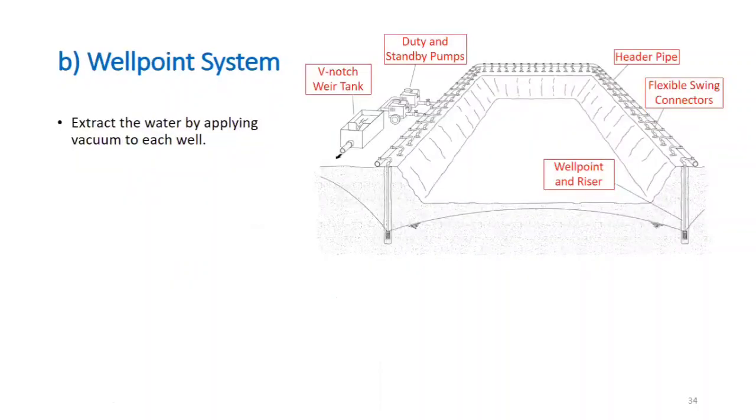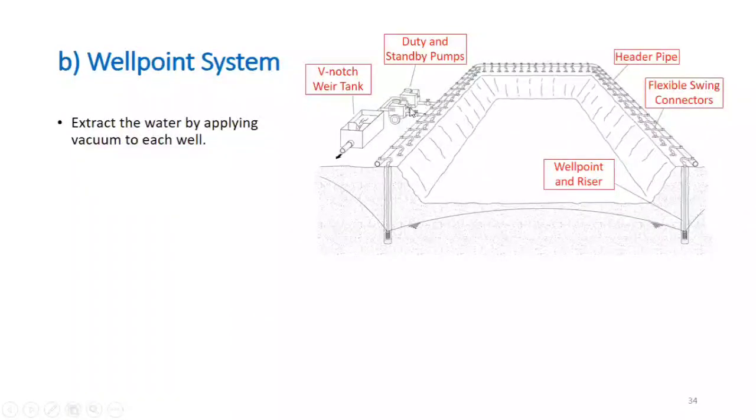Another one is called the well point system. It's similar to what we just discussed before. The only difference is that in this case, instead of having a system of wells with pumps, you extract the water by applying vacuum to each well. But again, you have wells 1, 2, 3, and so on. All these are a series of wells, and then they are connected to a pipe called a header pipe.